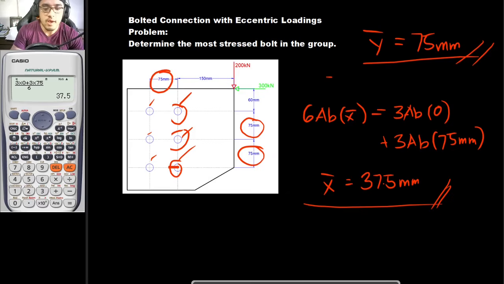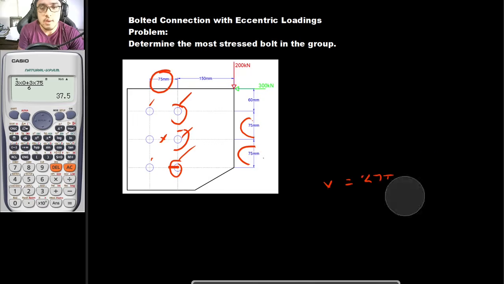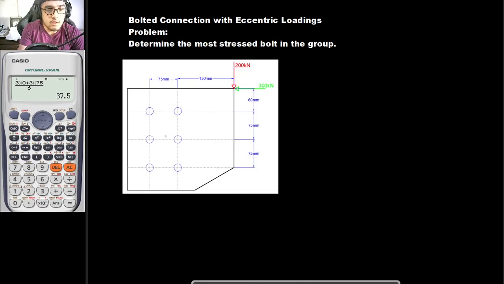Okay, and even before we solved for this, we already knew that the location of our centroid was in this part, which is in the center of the bolts. Once again, our centroid is in this part, which is exactly in the middle of 75 mm and in the middle of 150 mm.